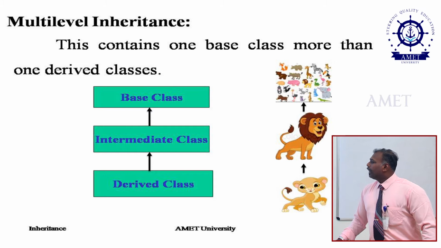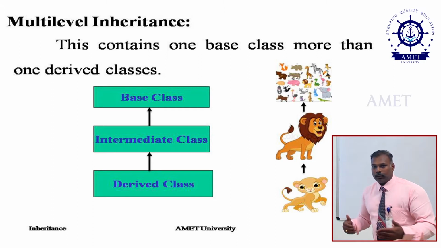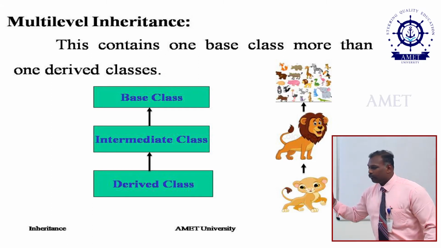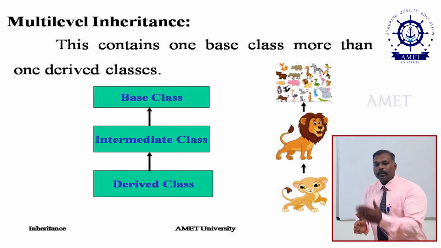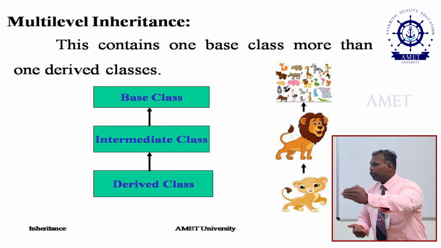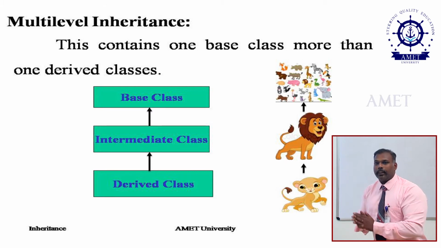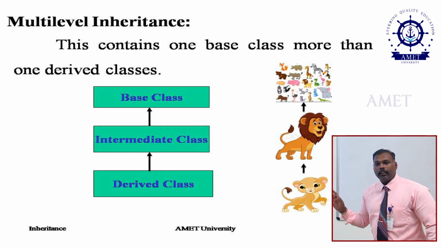Next one is multi-level inheritance. Here also we have multiple classes, but there are some levels, and that is why we call this multi-level. Levels in the sense: one base class, one derived class, and in between another class gets introduced. That class can be called an intermediate class. So base class, then intermediate class, and then the last one is the derived class. The intermediate class derives the properties of the base class, and the derived class derives the properties of the intermediate class. This is multi-level inheritance.